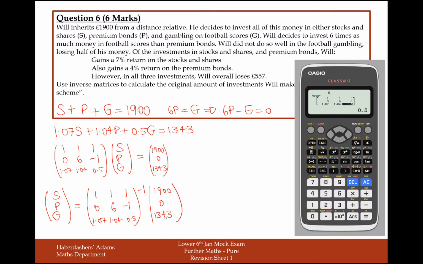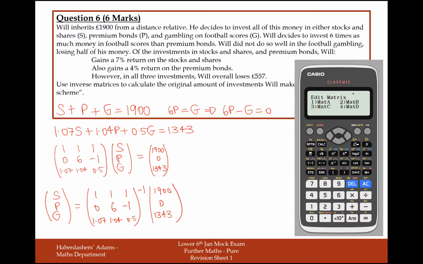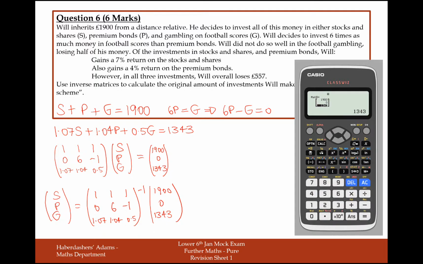Then we need to write down the next matrix, matrix B, effectively. So press AC to clear that, and then select Option to edit another matrix. So we need to edit the matrix, so select Option 2, and then edit matrix B. Now you already made matrix A, so you need to make matrix B. So enter a 3 by 1 matrix for matrix B and enter the results: 1900, 0, 1343.